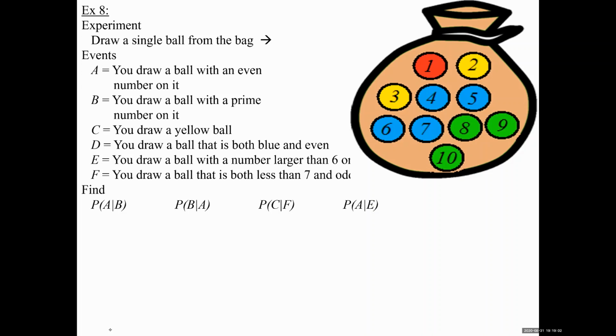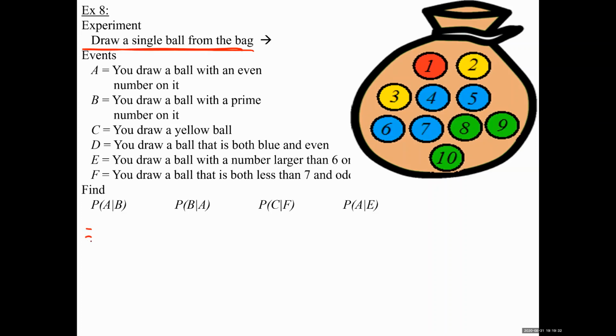In this example, we're going to draw a ball out of the bag and we're asked to find these 4 probabilities over here. The thing is, when it comes to conditional probabilities, there's kind of 2 ways of thinking about them, depending on if you're drawing once or if you're drawing more than once. If you're drawing once, think of it one way. If you're drawing more than once, think of it another way. Again, that's why I need you to watch the video as well, because I do some examples of drawing more than once. But in this problem, we're drawing once. Okay, let's go with this first one, probability A given B.